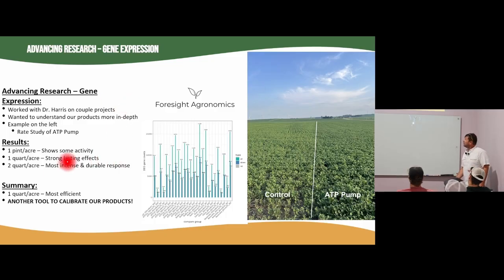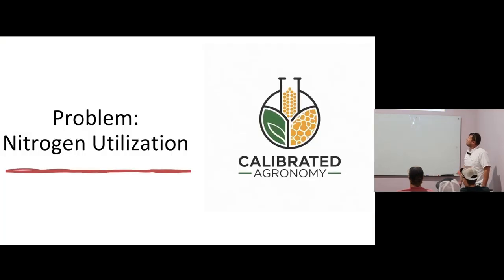The other thing, from a gene expression standpoint, a quart is pretty strong. 2 quarts is the most effective and will last up to 28 days in the plant of activating those pathways. But some of the stuff we're doing behind the background.